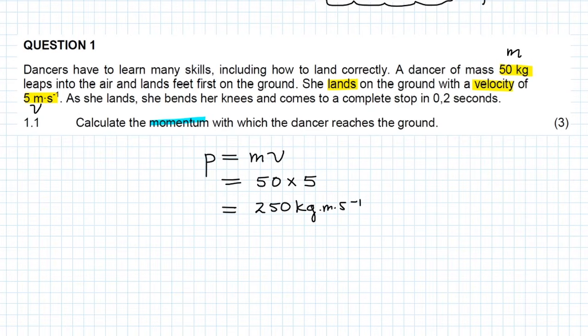But that's not all. We've been asked to calculate the momentum. And as you know, momentum is a vector quantity. So we need to provide our answer with direction as well. Since we substituted the 5 into this problem as a positive value, it means that we have chosen to take downwards as positive, since she is landing on the ground at this velocity. Therefore, her momentum is downwards. And by providing our answer with direction as well, we have answered this question, which is out of 3 marks.